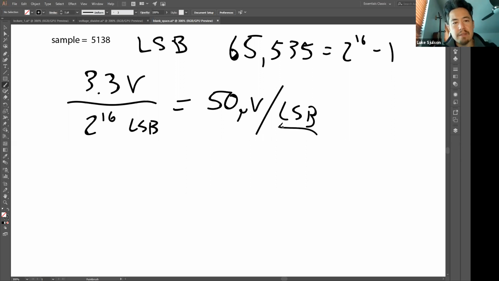So if you get this 5,138, you multiply that number times 50 microvolts, and that tells you what the voltage was at the input to the A to D converter, and then you multiply that times 3 for the voltage divider.